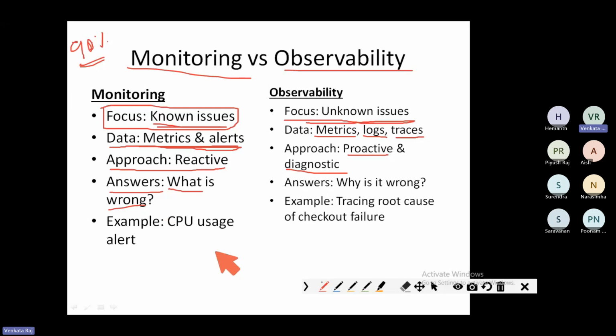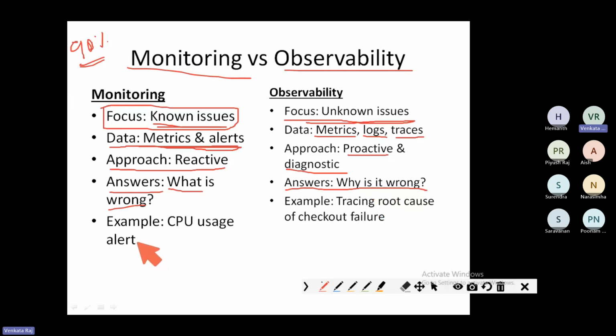Why that alert got raised. But in the case of observability, I want to find out why it is wrong. I know that yes, it is wrong, but in addition to that, in observability I'm trying to find out why it is wrong. Why is it wrong, guys?